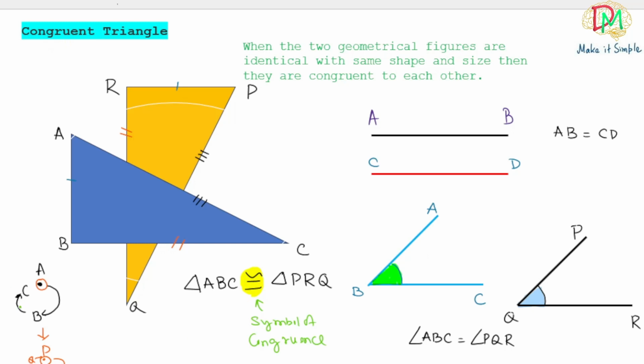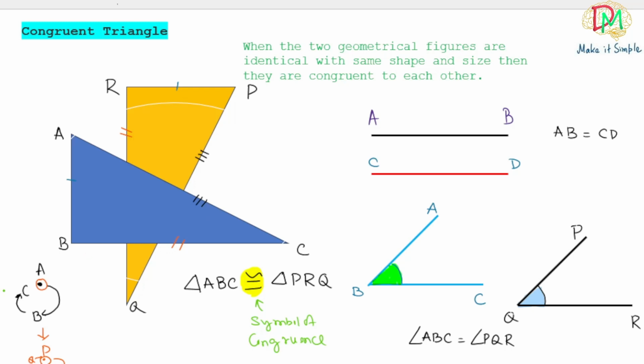A different way you can identify this orientation is by looking at the sides. AB is the largest side of triangle ABC, and for triangle PQR, PQ is the largest side. Then you can also identify with the angle. What is the smallest angle? Angle C. And here the smallest angle is angle Q.